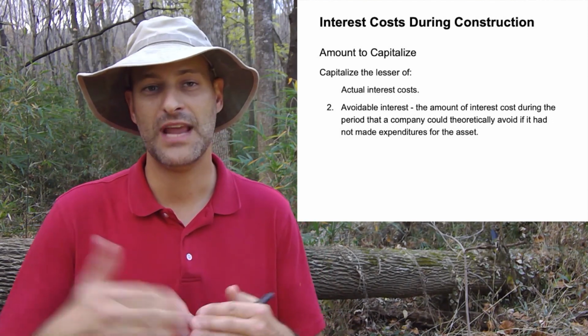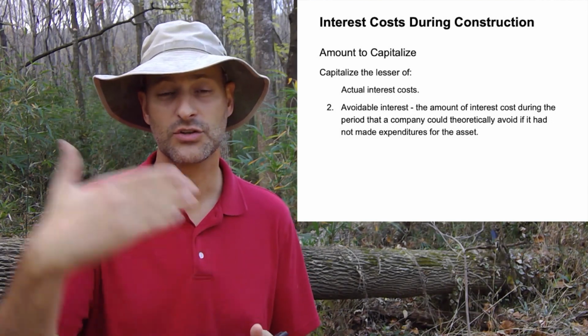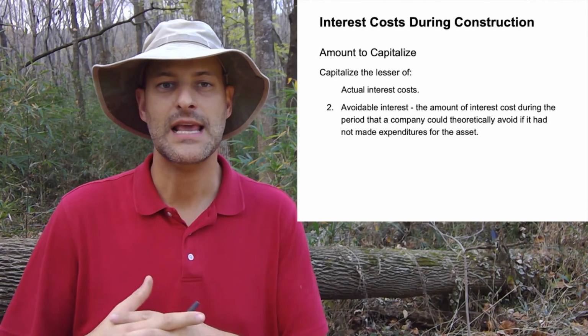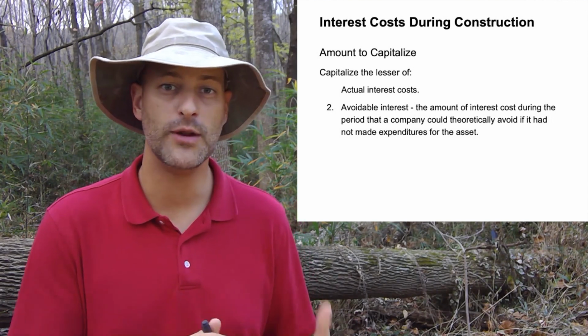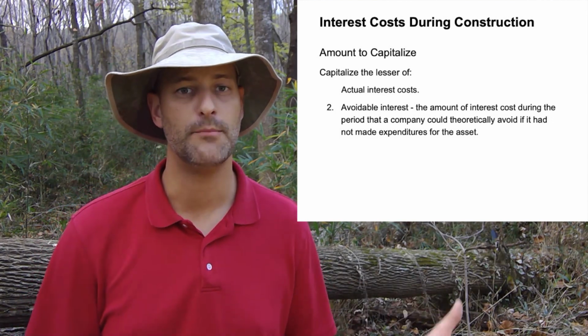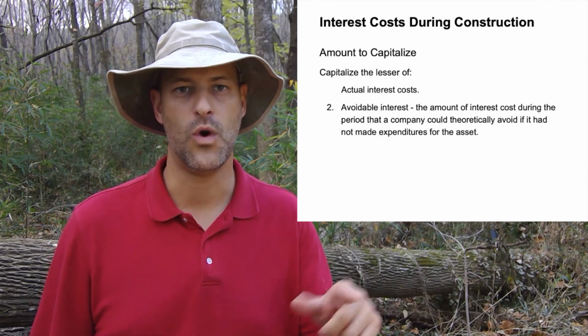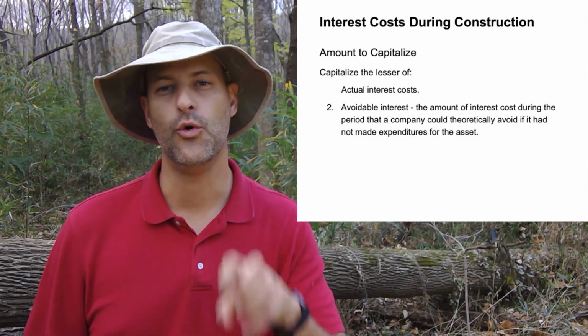So first of all, we have to have some interest costs in the company. So it has to be the lesser of actual interest costs, or, assuming we do have interest costs, it can't be more than what we would call the avoidable interest. The avoidable interest is the amount of interest cost during the period that a company could theoretically have avoided had it not acquired the asset or not built the asset. So those are the avoidable interest costs.